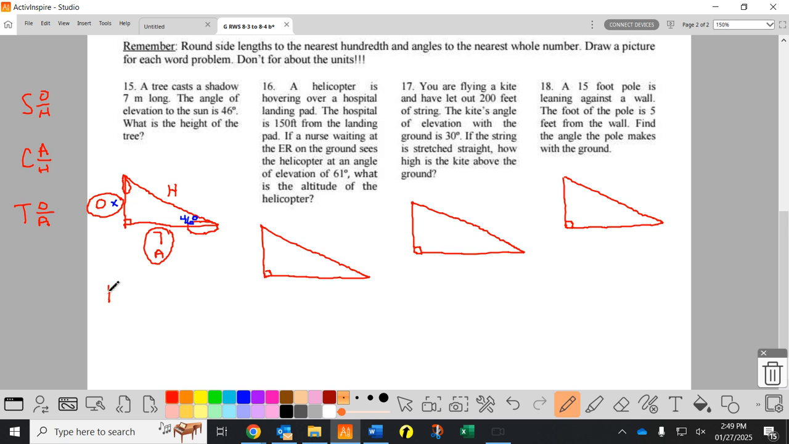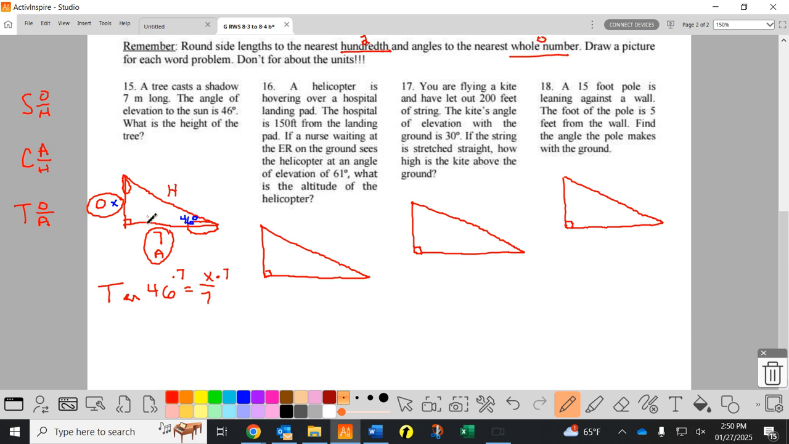So tangent of 46 equals opposite x over the adjacent 7. To solve that, you would just multiply both sides by 7. Grab your calculator. That's going to be 7 times 46 tangent equals. Again, if you can't get these answers, it's going to be a problem, guys. Now, we're still using the same rounding rules, so side lengths go to the nearest hundredth, which means 2 decimal places. Angles go to the nearest whole number, which means 0 decimal places.